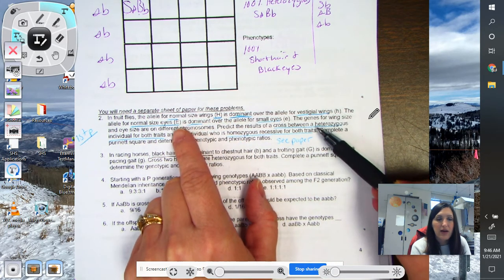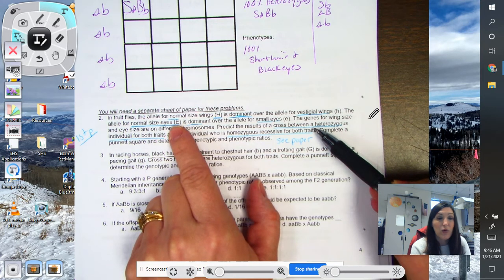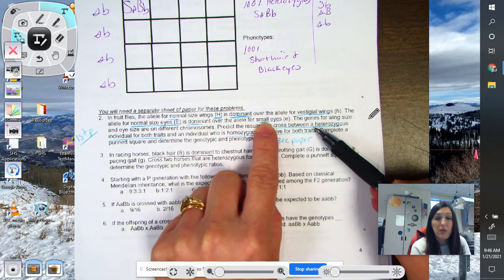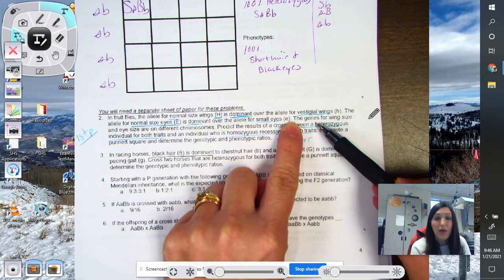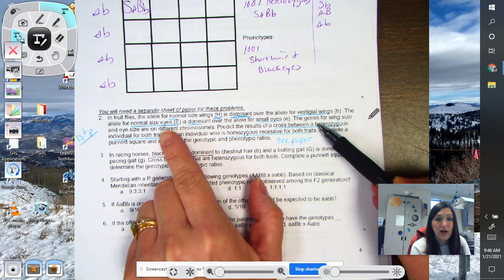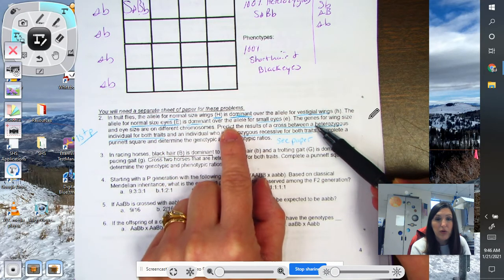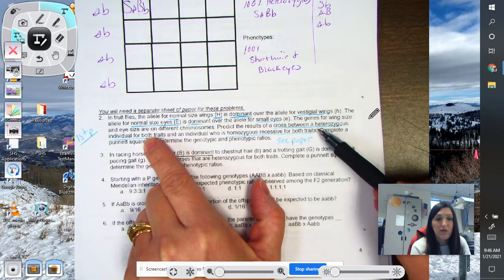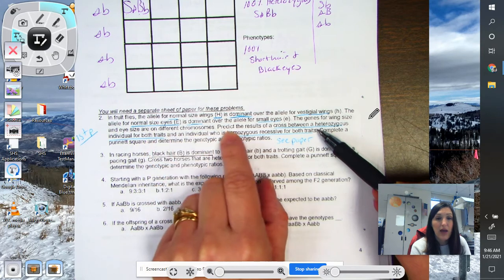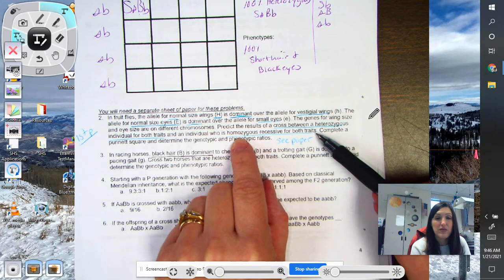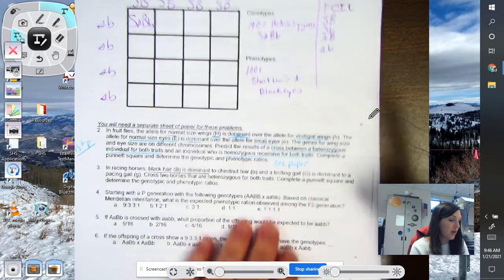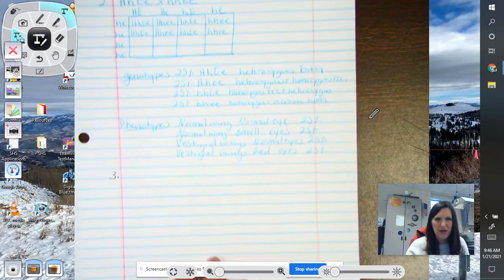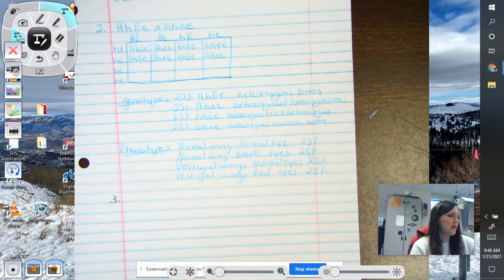And eye size, normal eye size, capital E, is dominant over an allele for small eyes, little e. The genes for wing and eye size are on different chromosomes. Predict the result of a cross between a heterozygous individual for both traits and an individual who's homozygous recessive for both traits. All right, I've done this on paper in blue ink, so I'm really hoping that shows up.